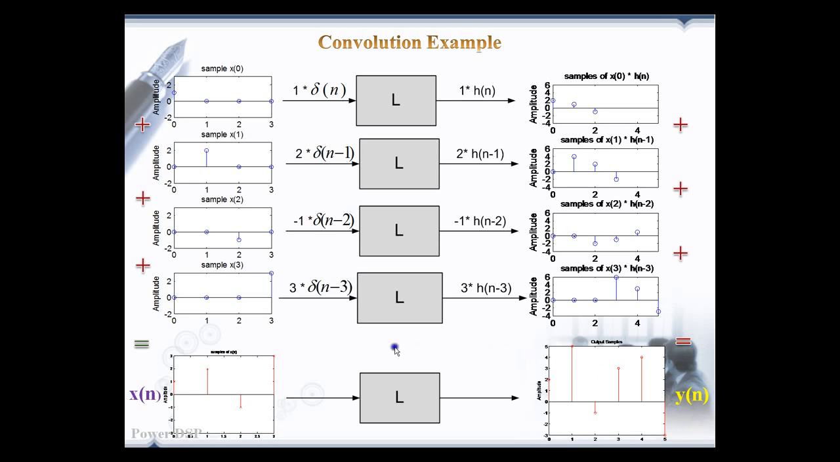Even if we change the input, we can find the output by applying the same principle. So literally, we can find the output for any input. Okay guys, the concept is clear now. If we know the impulse response, then we can find the output for any possible input.